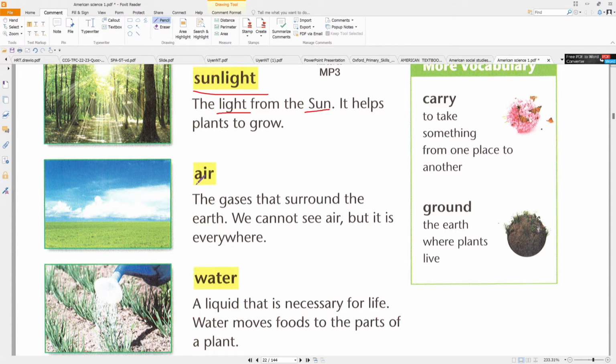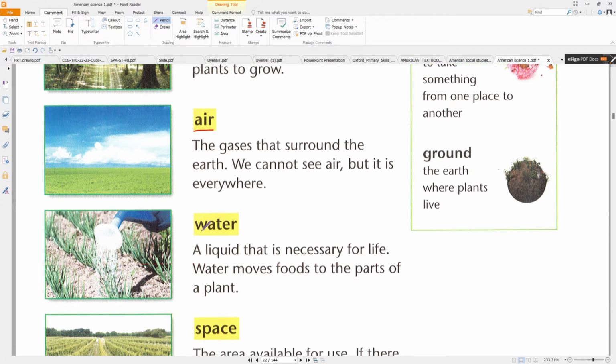So our next word is air. What is air? The gas that surrounds the earth. We cannot see air, but it is everywhere. So air means it's a gas that surrounds us. It's important to our life too. It's just like the oxygen we breathe. It's called air and it surrounds us, but we cannot see it because it is invisible.